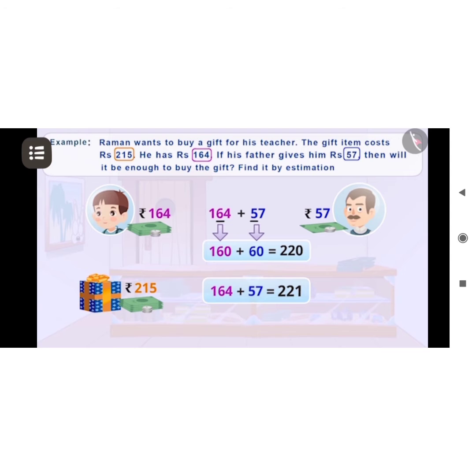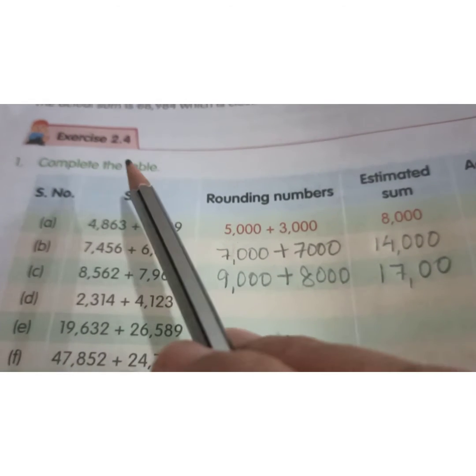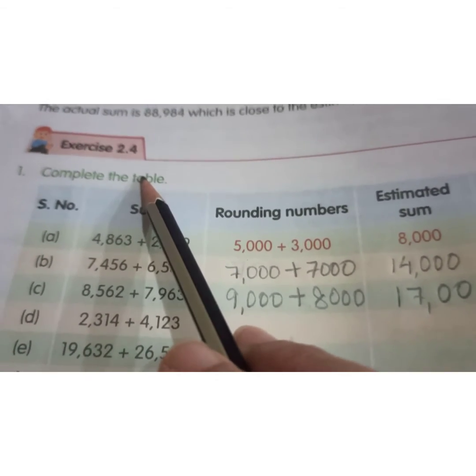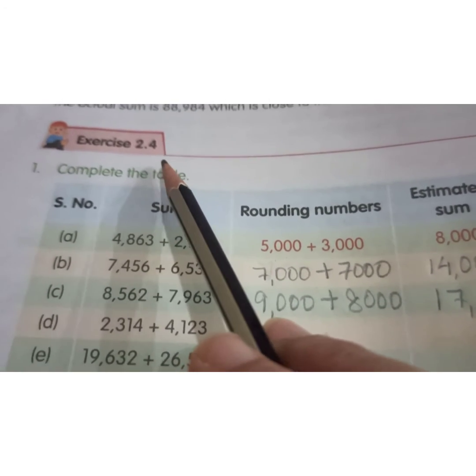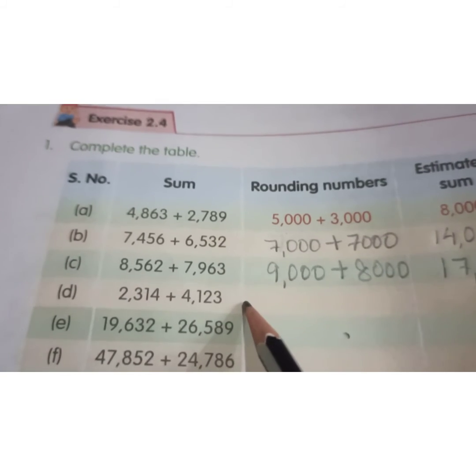Let us see some more examples. If we have to estimate to the nearest hundreds and to the nearest thousands, how can you do it? Just think over it. You will get 200 plus 100, and it will give you 300. Now students, this is our exercise from the textbook, page number 30, exercise 2.4. After watching the video you must have understood how to round off the numbers.